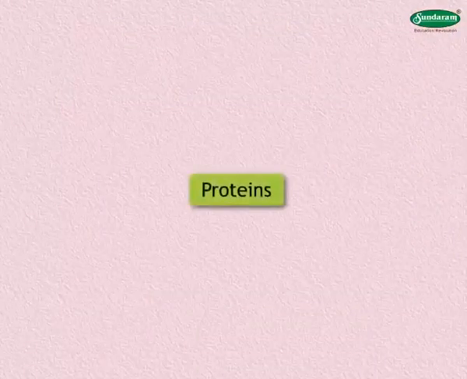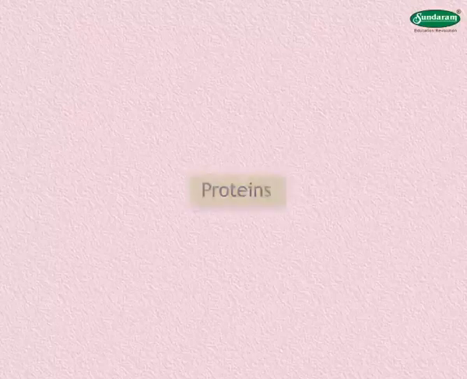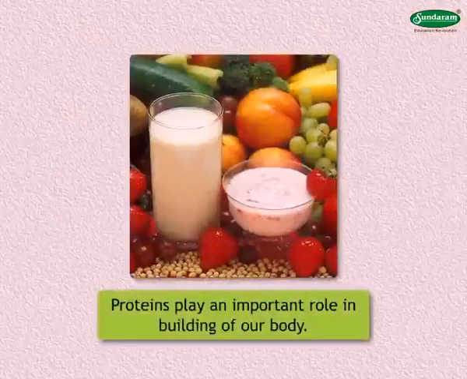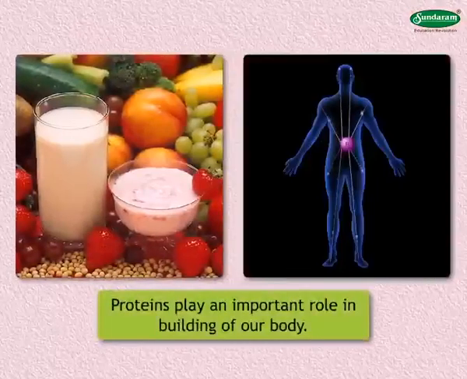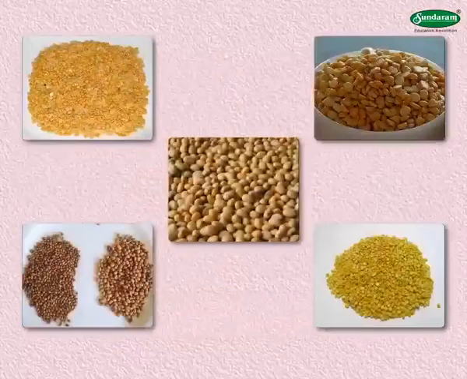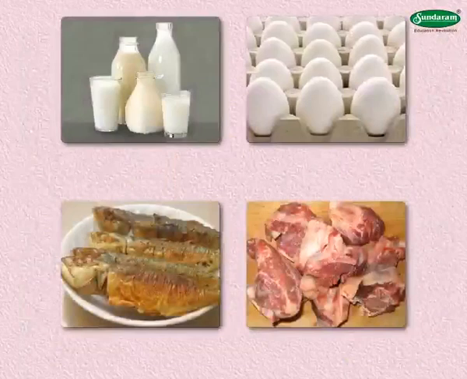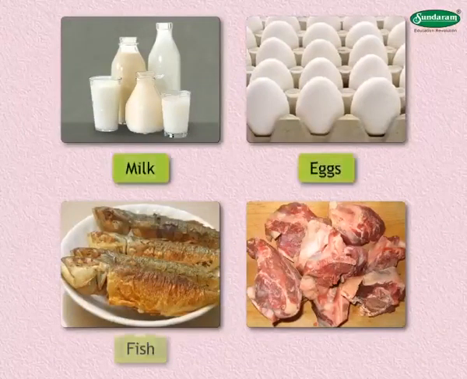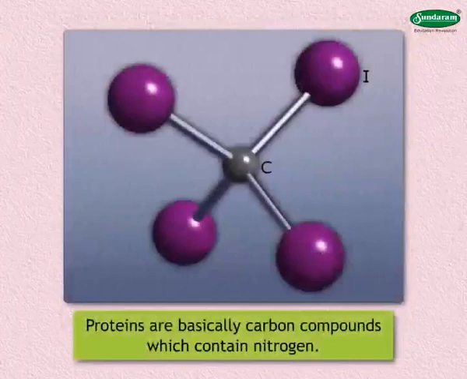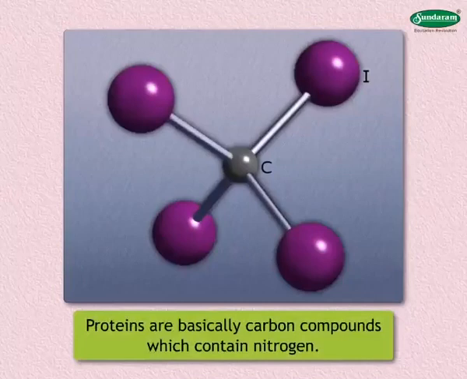Next constituent of food is proteins. Proteins play an important role in the building of the body. We get proteins from dals like arhar, chana, moong, moth, soya, as well as from animal products like milk, eggs, fish, and meat. Proteins are basically carbon compounds, that is, organic substances which contain nitrogen.